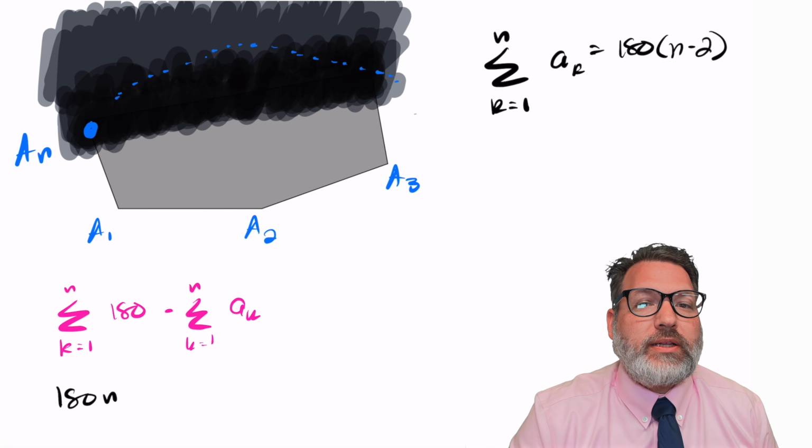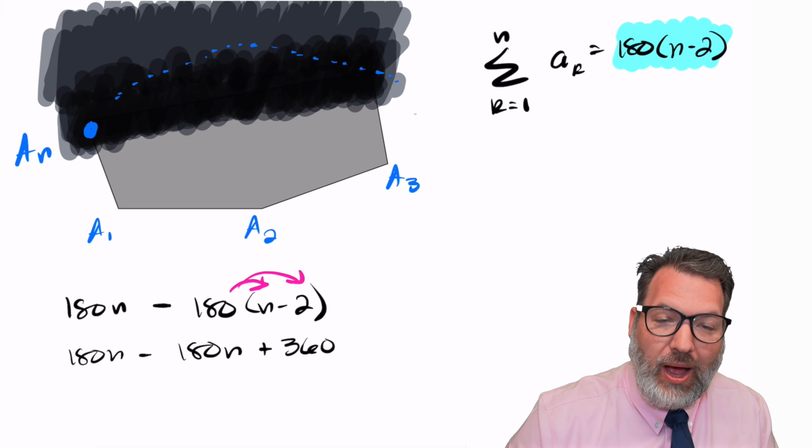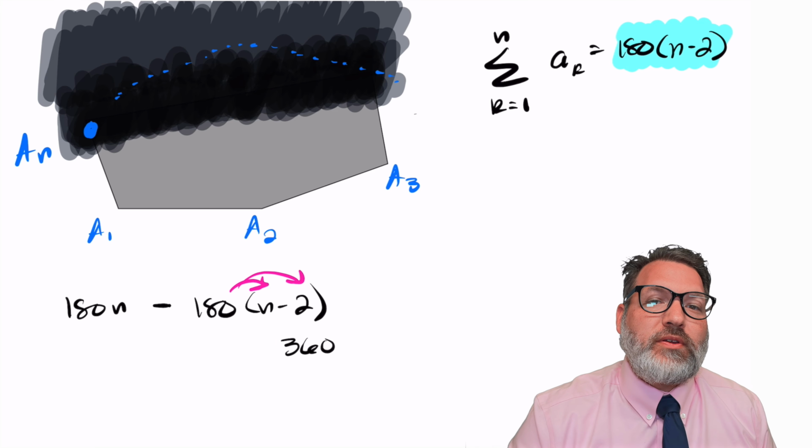And lastly, let's distribute and simplify. 180n minus 180n, coming from our distribution here, 180 times n, plus, because now we're distributing minus 180 to minus 2, which makes positive 360. And of course, 180n minus 180n makes 0, and so you can see after all that work, all we have left is 360.